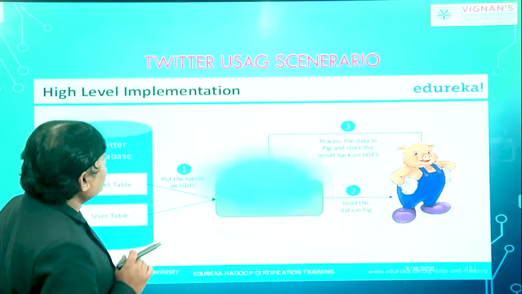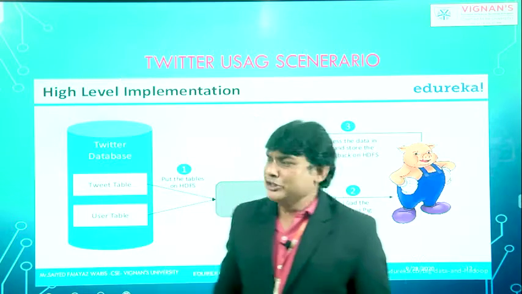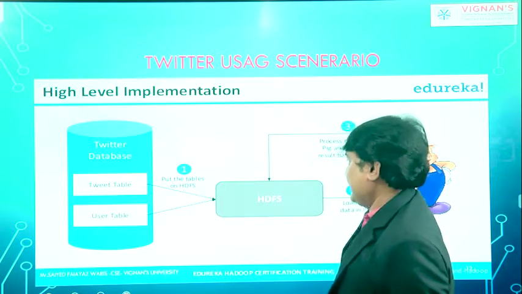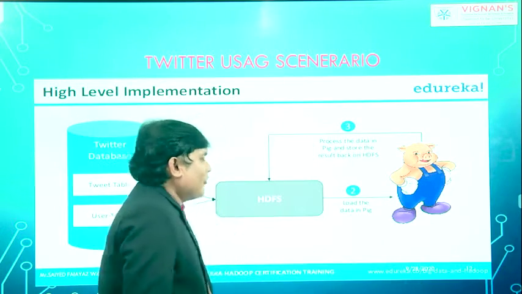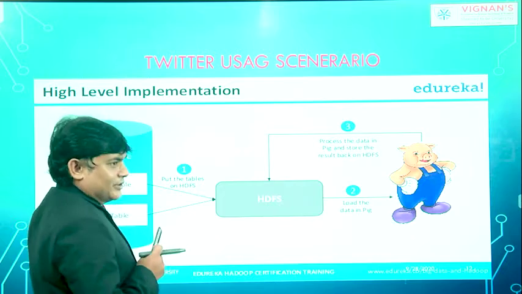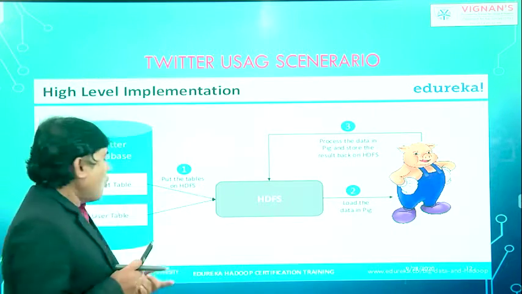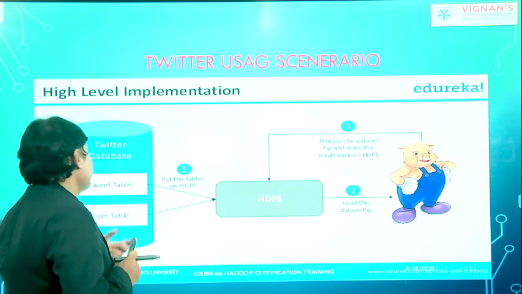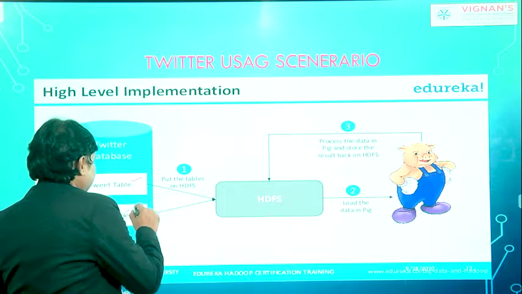Now you see Twitter's use scenario. It's very interesting for you. See how these things are happening here. This is the Twitter database. What database do we have? We have a Twitter database. This Twitter database will have two tables. One table is called the tweet table. The second table is called the user table. So we have two tables.